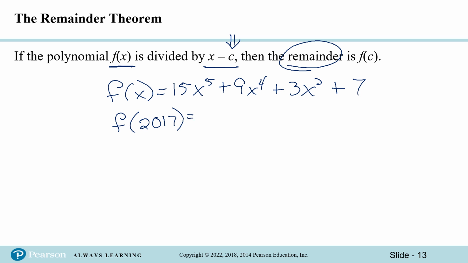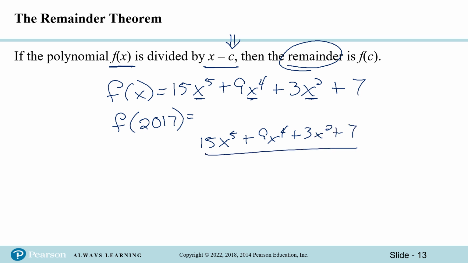Instead of taking 2017 and plugging it in for x, what I can do instead is divide 15x to the 5th, 9x to the 4th, 3x squared plus 7 by x minus 2017. Hint, use synthetic division, and the remainder will be the same thing.